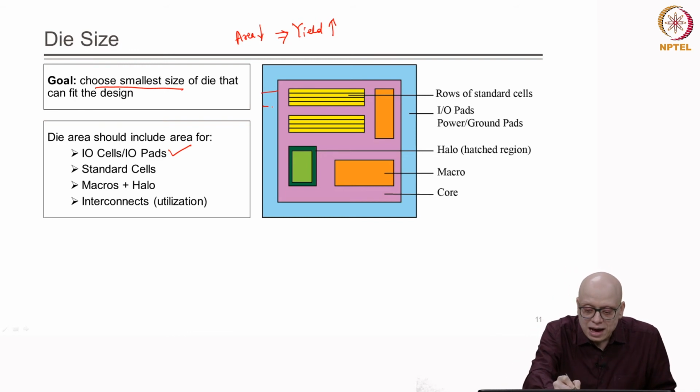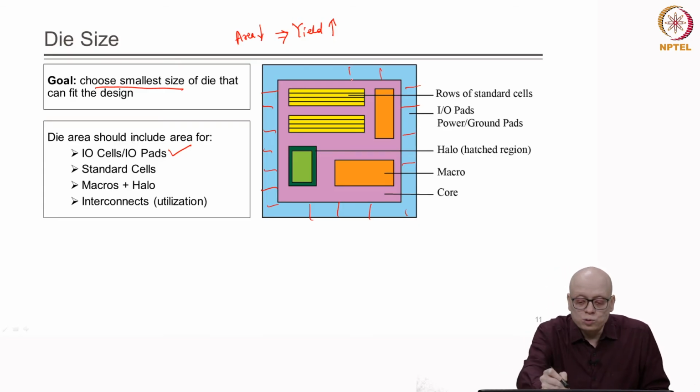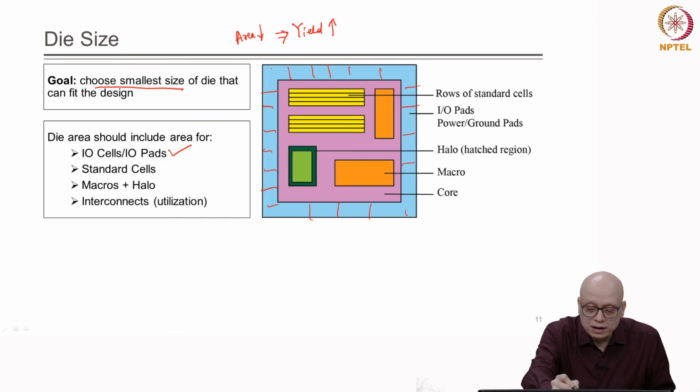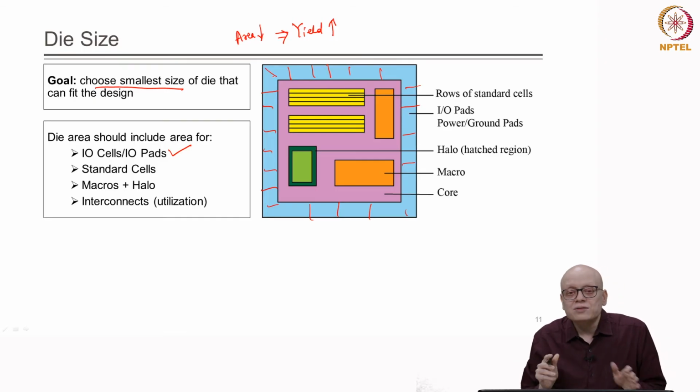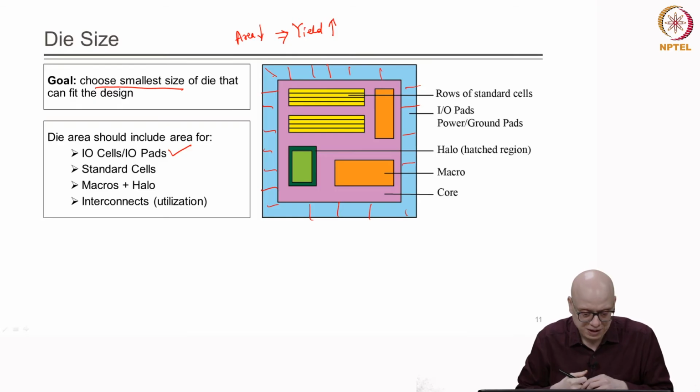So, we must allocate space for this, right. This is the space we must allocate for the IO pads, the blue area that we have shown, that we are allocating for the IO cells or input output cells through which the signals will come to our chip or die, right.